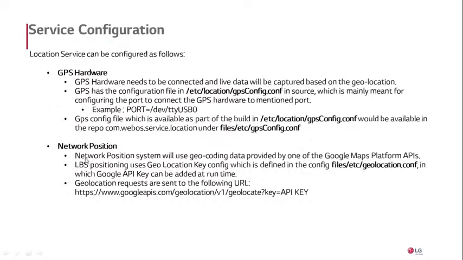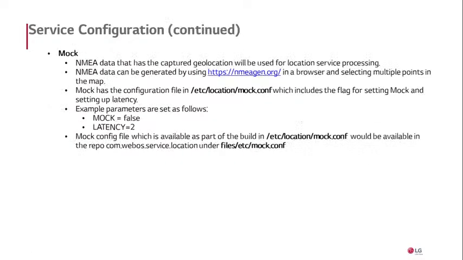Similarly, if you want to use the network positioning system, then the network positioning system will use the geocoding data provided by one of the Google Maps platform APIs. So LBS positioning uses a geolocation key, which is defined in the geolocation.conf, in which the Google API key can be added at runtime. Geolocation requests are sent to the URL. This is the URL to get the API key for Google.